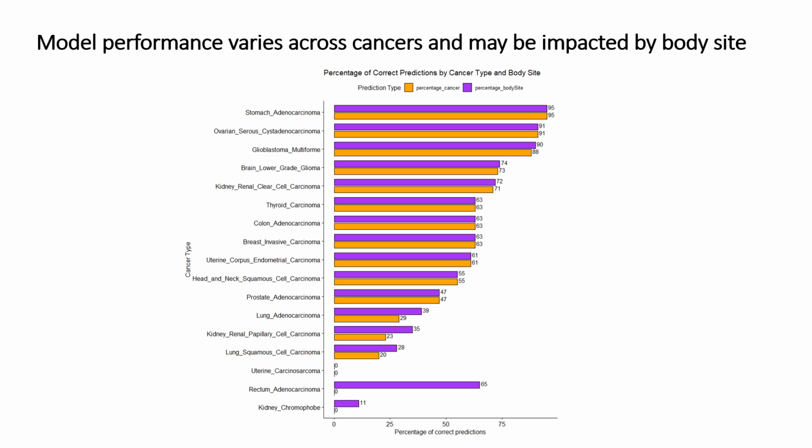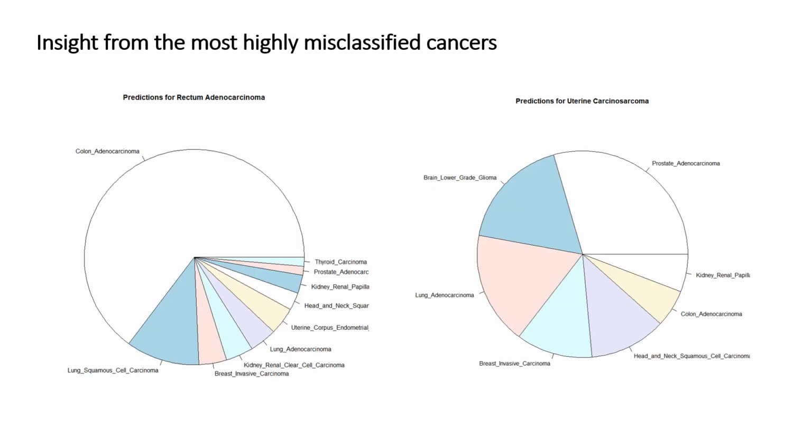I got a history in vaginal microbiome, so that seemed very suspicious. Rectum adenocarcinoma, 65% correct body site, 0% accuracy. Now we know the GI tract, there's a lot of different cancer types in there, so this was very interesting. Kidneys, even though they're interesting, I'm not going to focus on those two. I'm just going to quickly look at the top two. For these two cancers, what was the top misclassification? Let's put it that way.